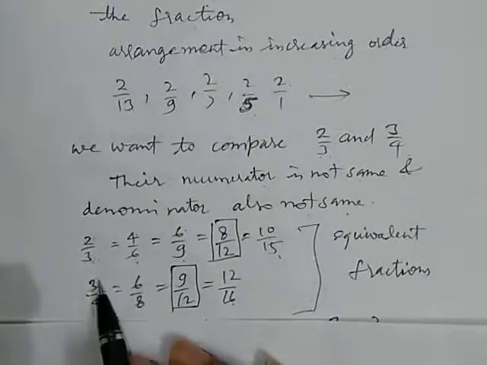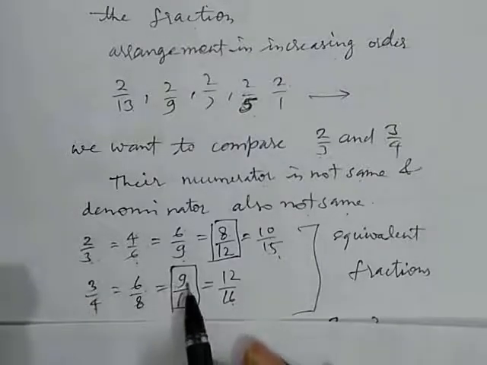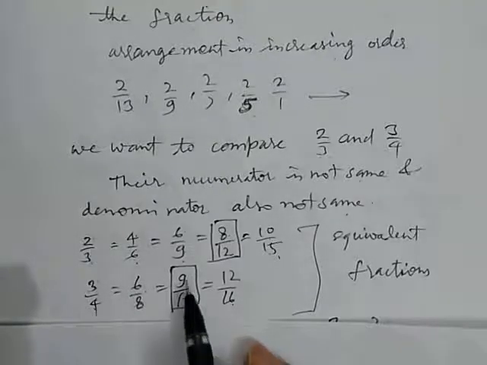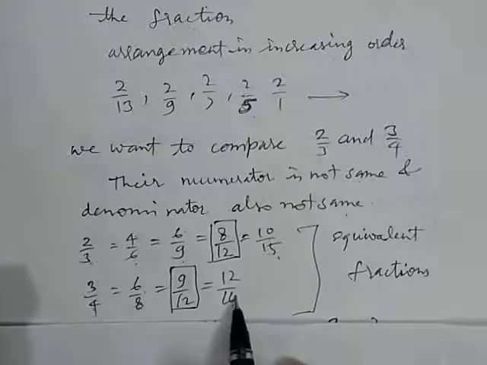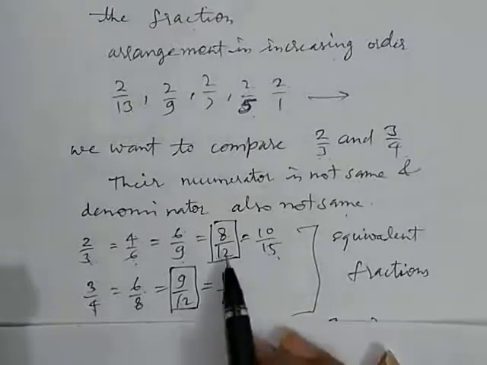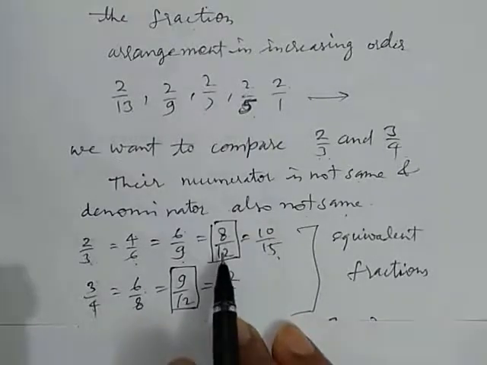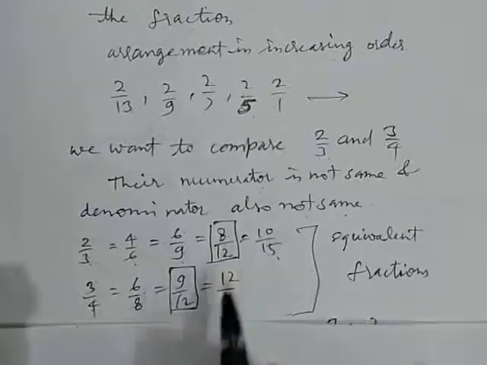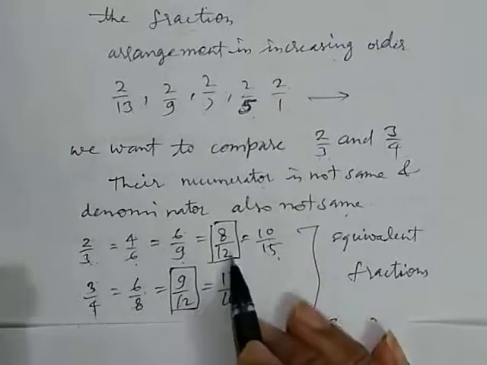By multiplying 2 to both, 3 twos are 6, 4 twos are 8. Again by multiplying 3, 3 threes are 9, 4 threes are 12, so we get 9 by 12. Now by multiplying 4, 3 fours are 12, 4 fours are 16. But here by observing we can find that in both the equivalent fractions, the denominators are equal.